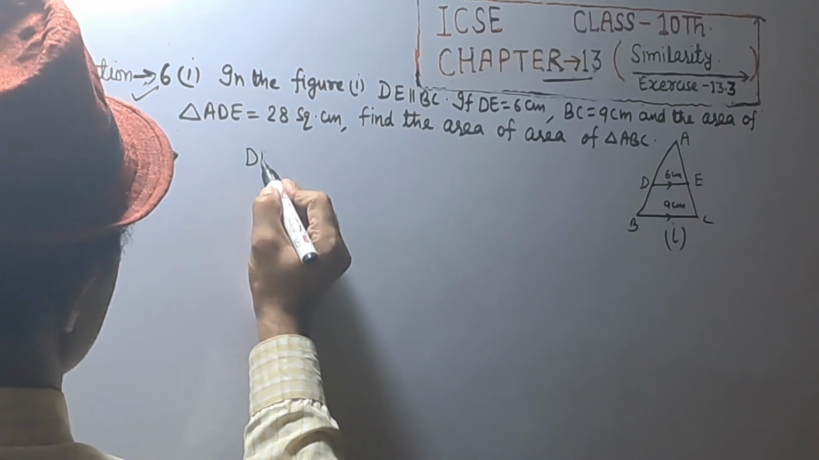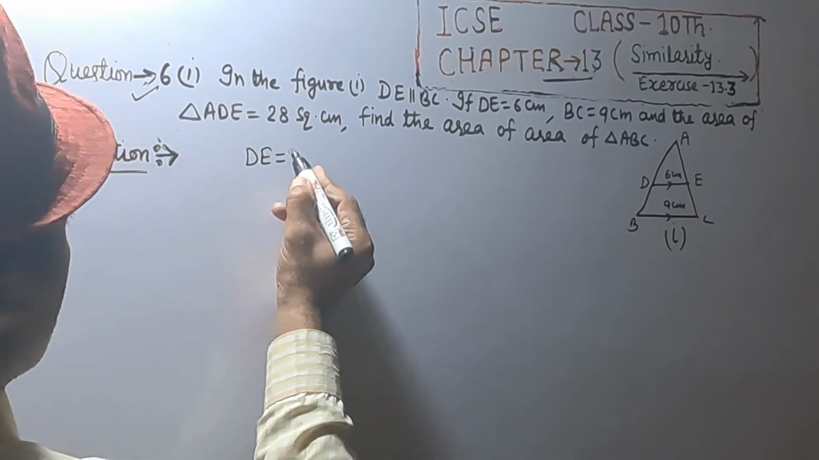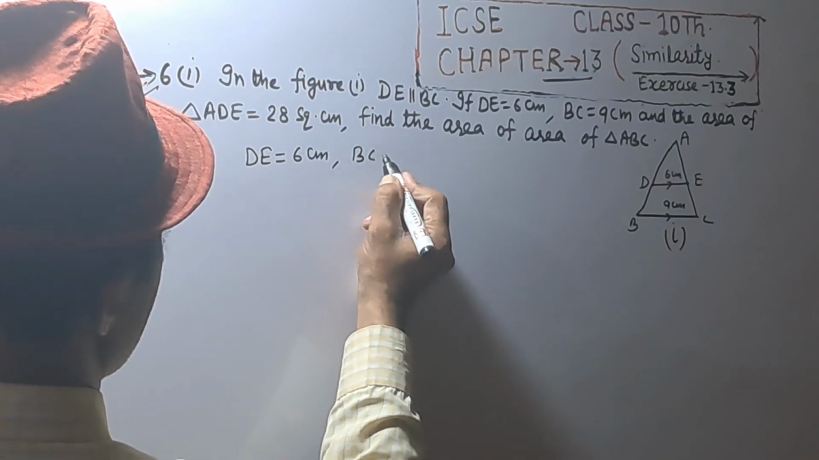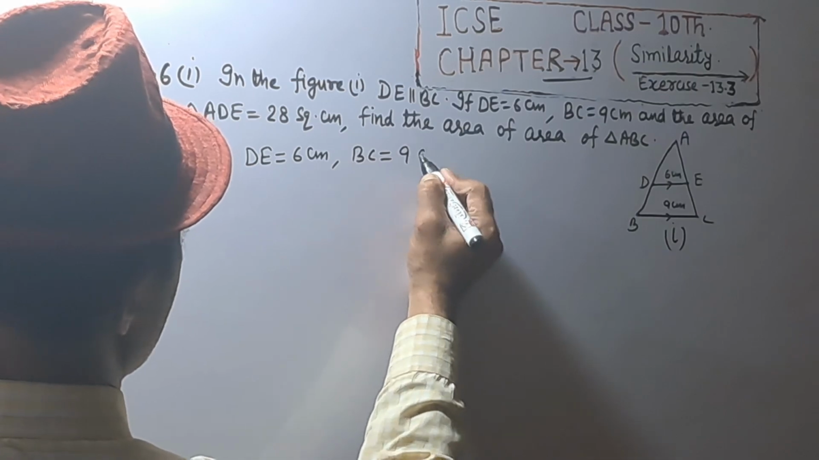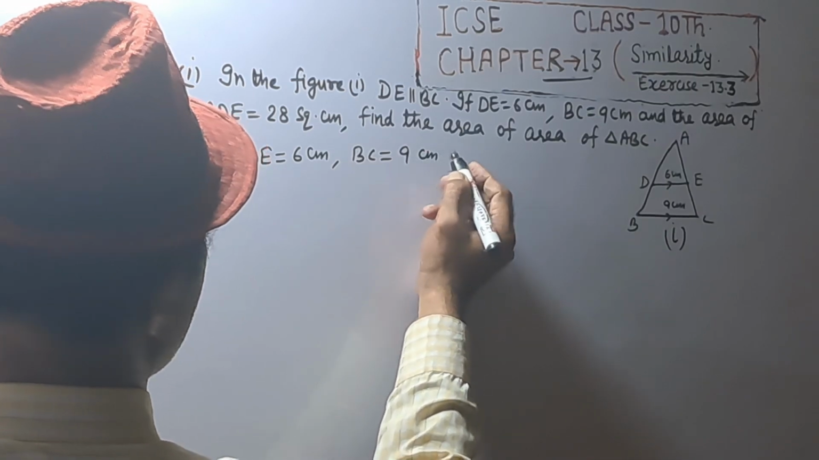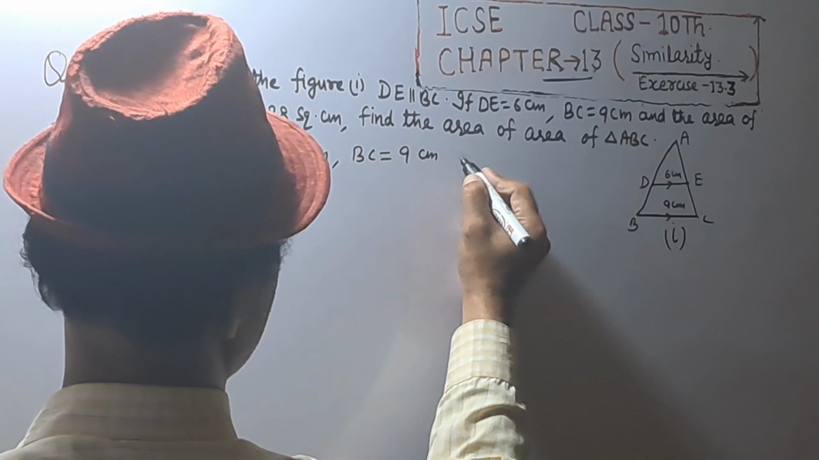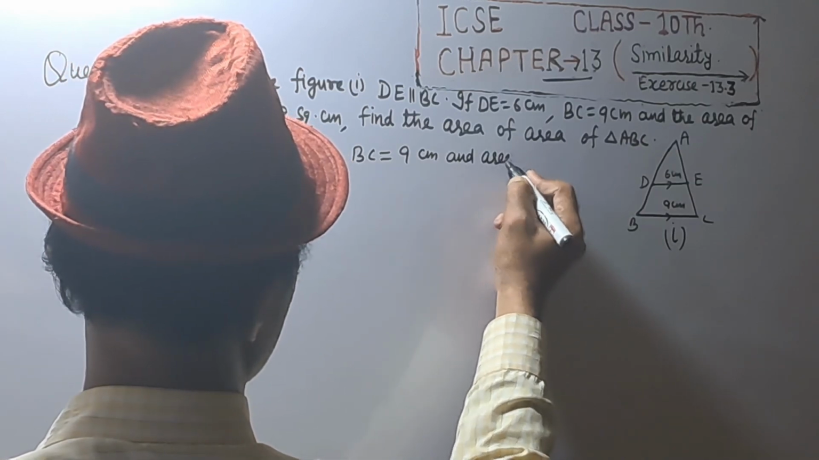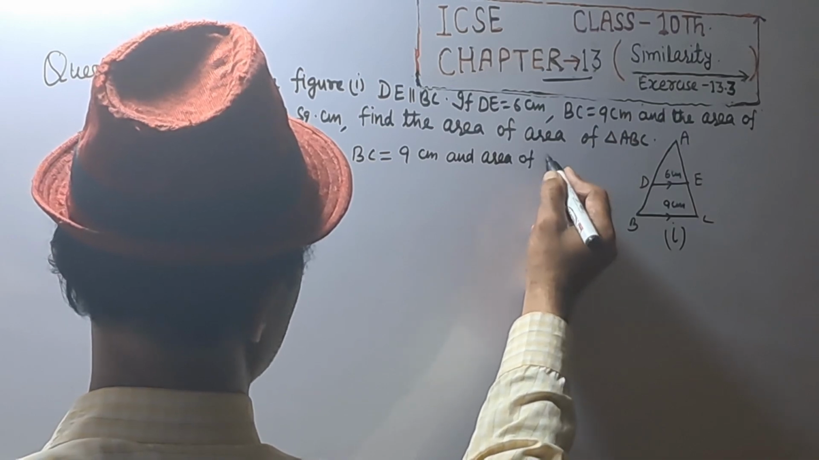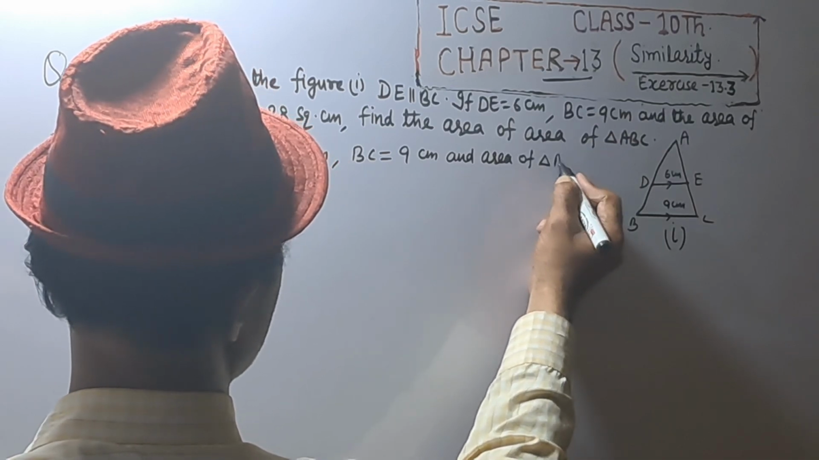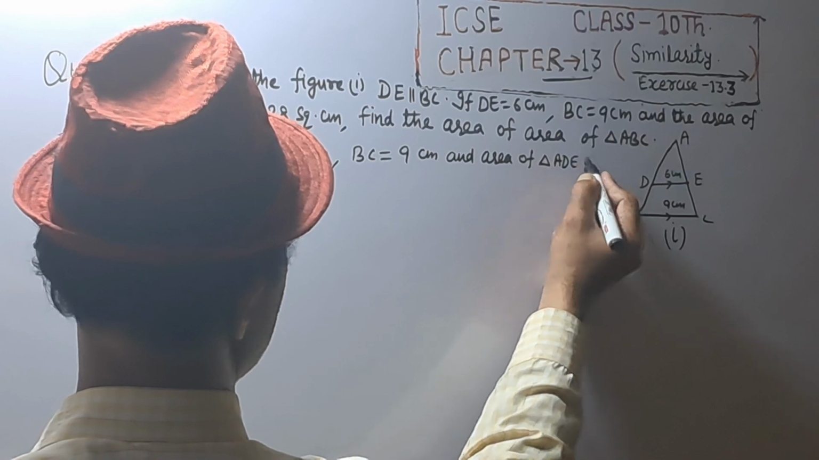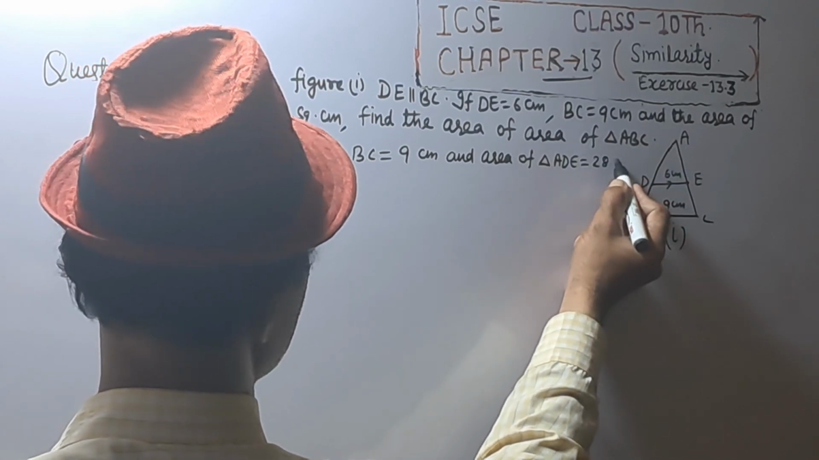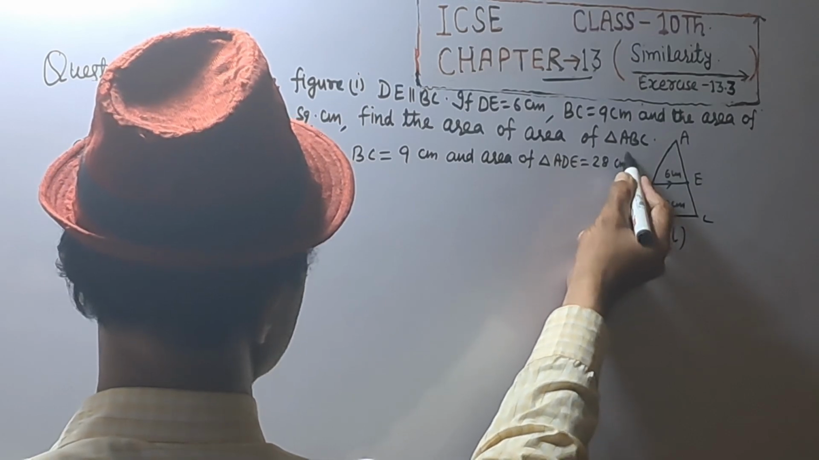Given: DE is equal to 6 centimeter, BC is equal to 9 centimeter, and area of triangle ADE is equal to 28 centimeter square.